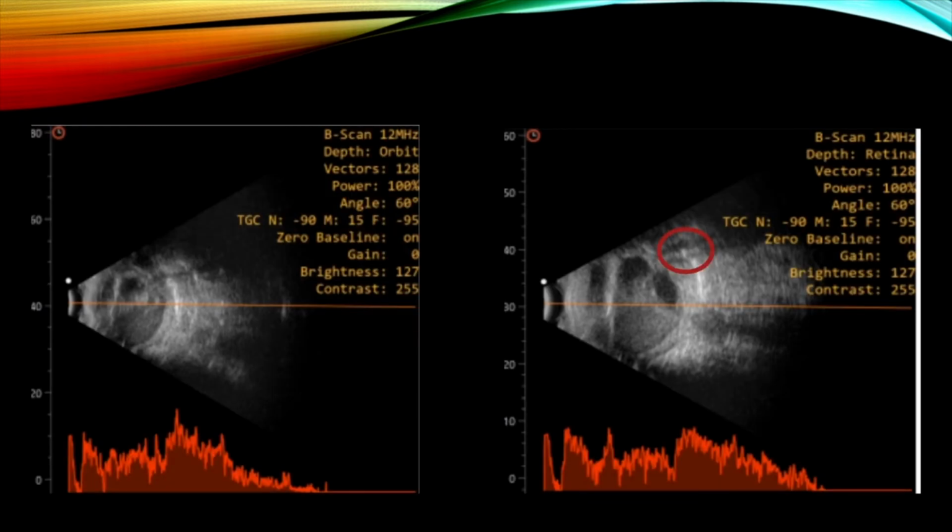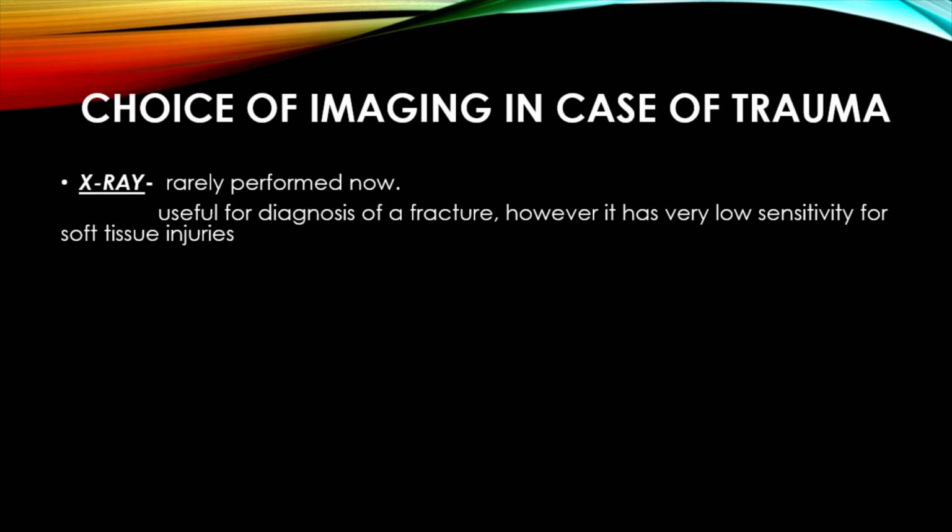This is the ultrasound showing multiple vitreous echoes suggestive of vitreous hemorrhage, and a high reflective band attached at the ONH suggestive of retinal detachment, and a discontinuity in the sclera with some retinal or vitreous incarceration suggestive of a globe dehiscence. So there are four choices of imaging in case of a trauma.